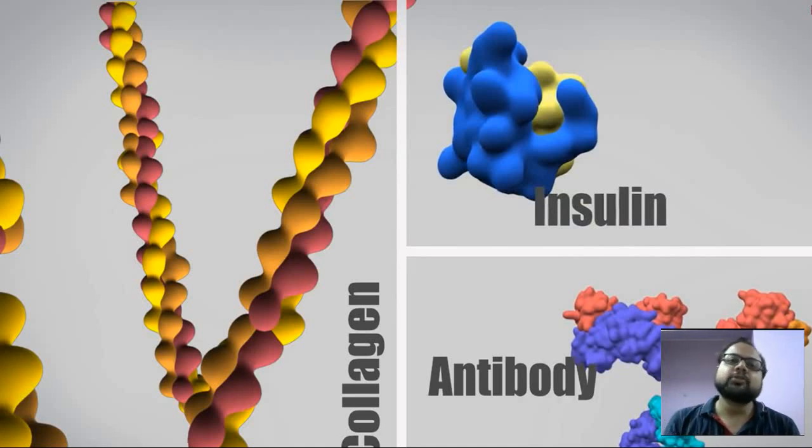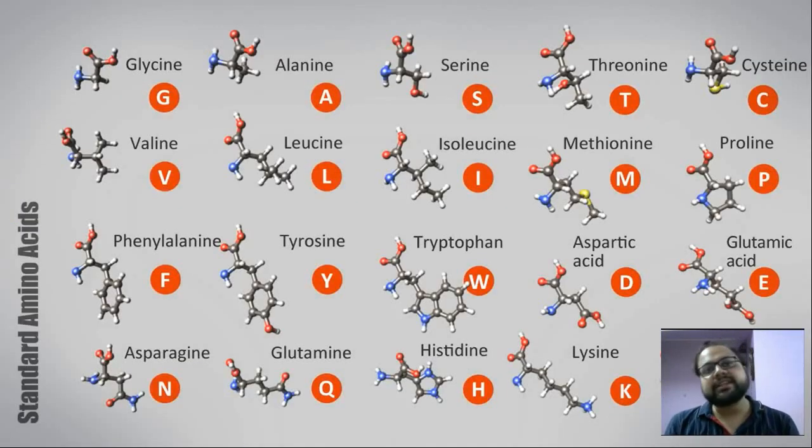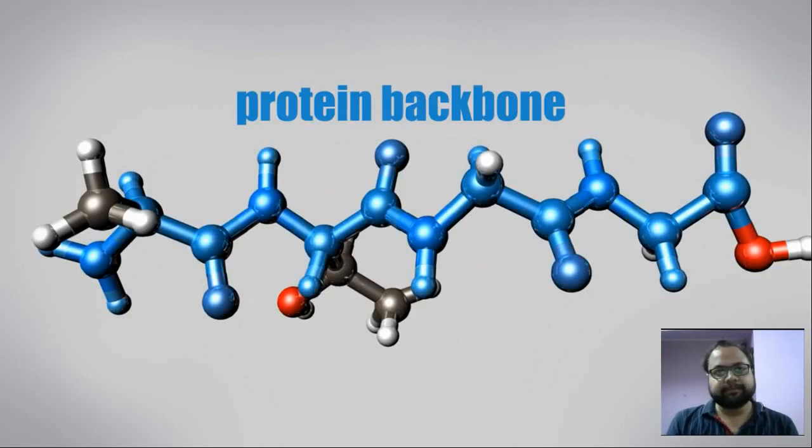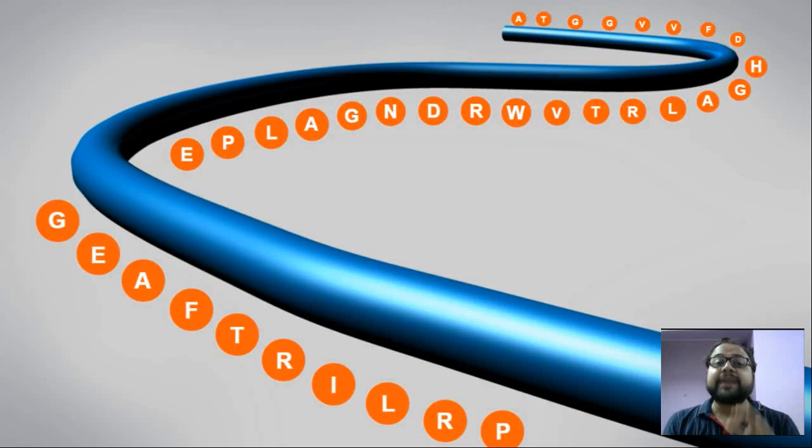Proteins are composed of 20 essential amino acids. The amino acids come together to form a polypeptide chain. These amino acids interact with each other through what we call peptide bonds. This peptide bond forms the polypeptide chain, which is also the protein backbone. This structure is called the primary structure of the protein.